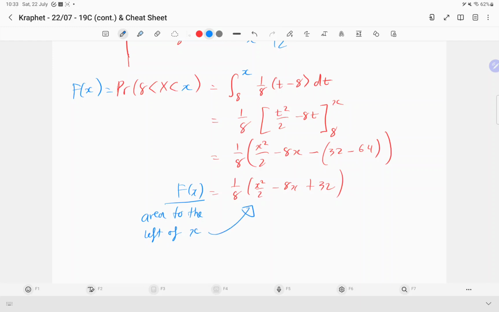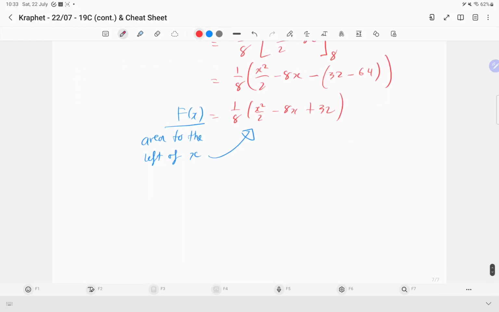Okay, and actually that helps us when we're trying to find the probability that the machine will produce a time less than 10. X less than 10 will be the same as big F of 10, and you need to substitute 10 into the formula. So 1 over 8, 10 squared over 2 minus 8 times 10 plus 32.